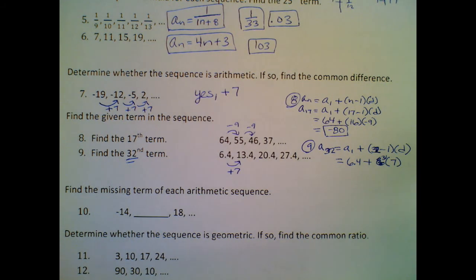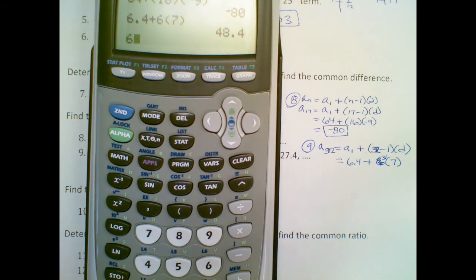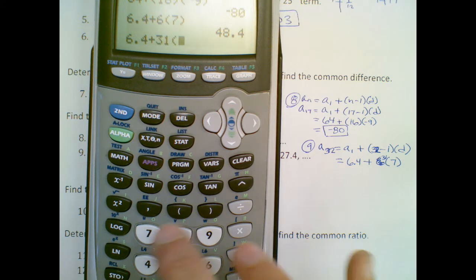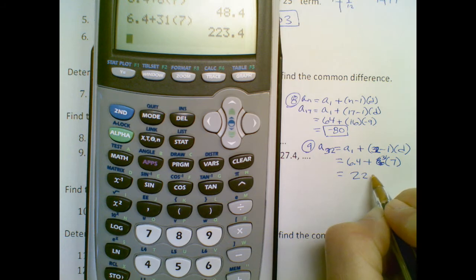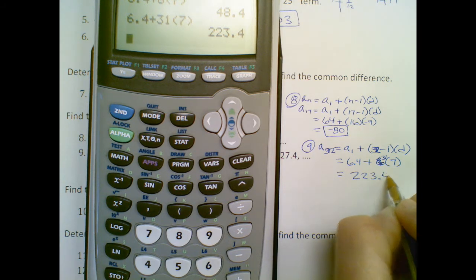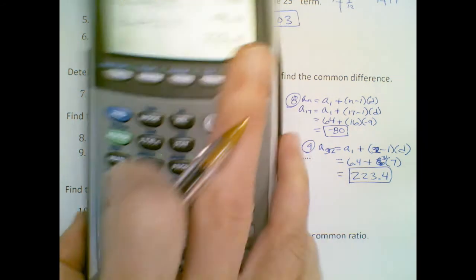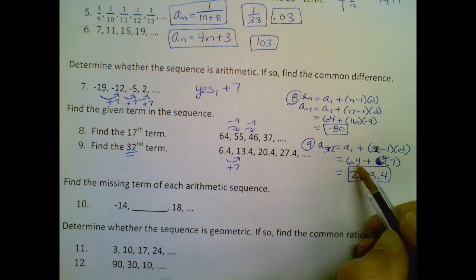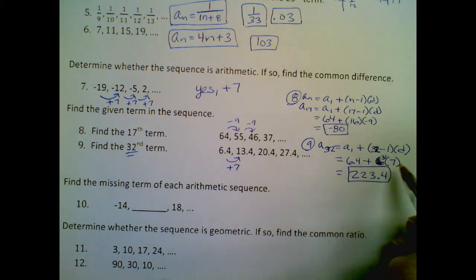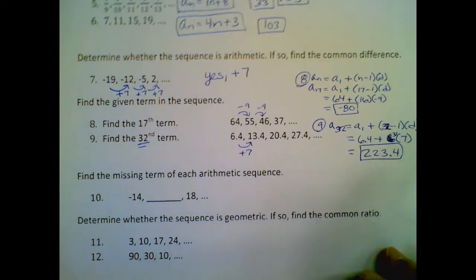Okay. So then if we go now and simplify this, we have 6.4 plus 31 times our 7. And we end up with 223.4. And that sounds like a lot more reasonable for our 32nd term. Okay, so again, it should be 6.4 plus 31 times our 7.